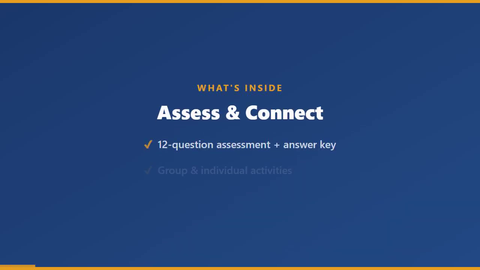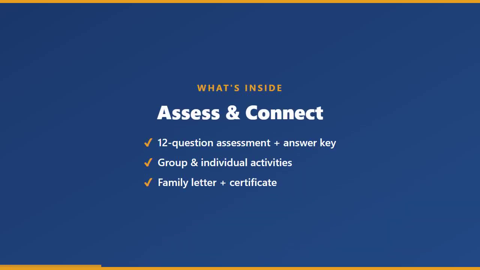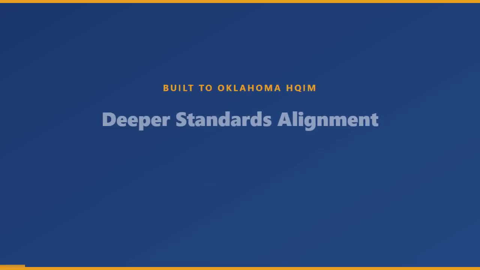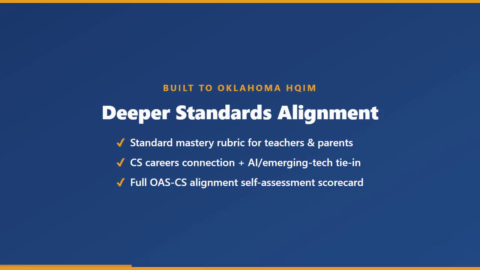This unit includes a standard mastery rubric for teachers and parents, a visual comparison chart of test input types, a CS careers connection, and an AI connection, all built to the Oklahoma HQIM rubric, plus a 10-question assessment with answer key, group and individual activities, vocabulary puzzles, a family letter, and a certificate of achievement.